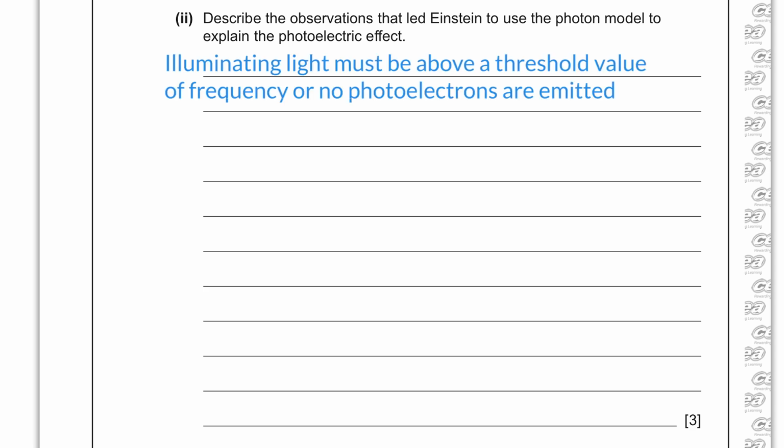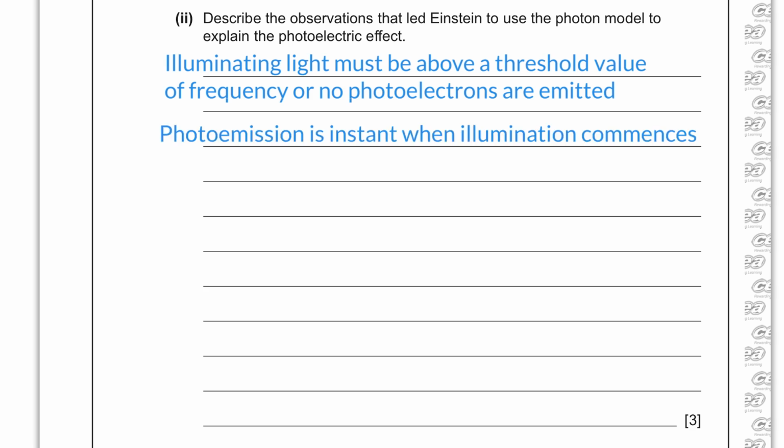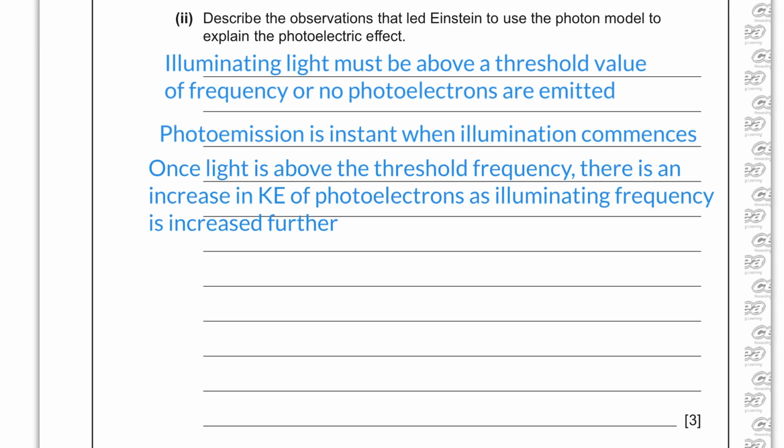So that first one's the most important observation. So the idea that it happens instantly. So we get more kinetic energy in the photoelectrons if we raise the illuminating frequency further.